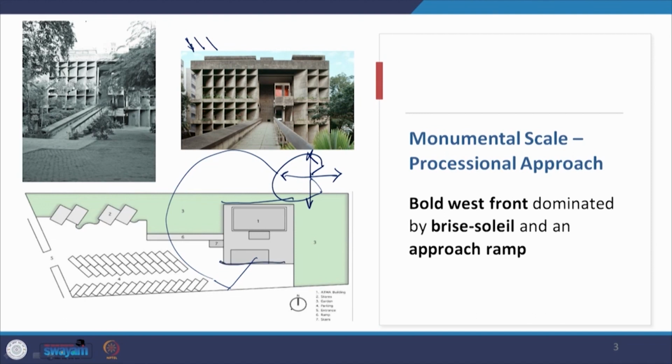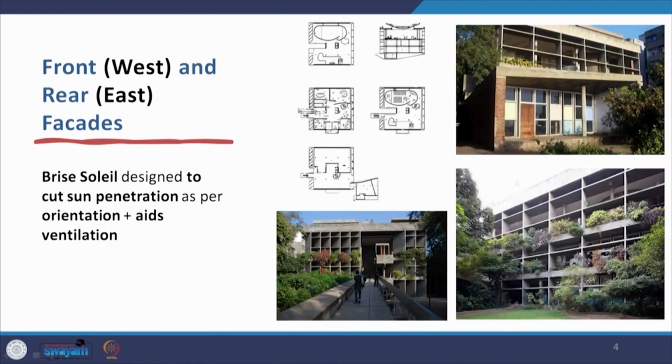On the rear side, which is the east side, the brise soleil is different. It is like this. So it's just straight as we saw in Villa Shodhan. The only thing is the brise soleil in Villa Shodhan appears to be deeper than that of Mill Owners Association building, but that is also because it was on the southwest side and it had a bigger role to play, whereas here it is on the east side, and the sun glare is not that big a problem here. Now the brise soleil is designed to cut off sun penetration as per the orientation, so the west design is different from the east design, and also aids ventilation.